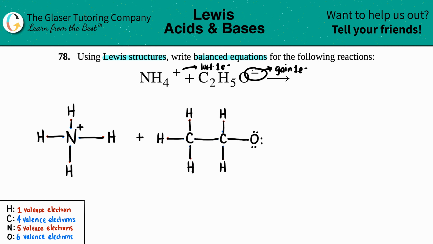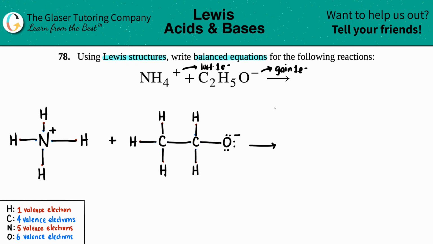Now, who actually gained the negative? Who gained the 1 electron? It was the oxygen. I'm just going to put a negative next to the oxygen specifically. Okay, well now what's going to happen? Well, we have to identify what type of reaction is going on here.